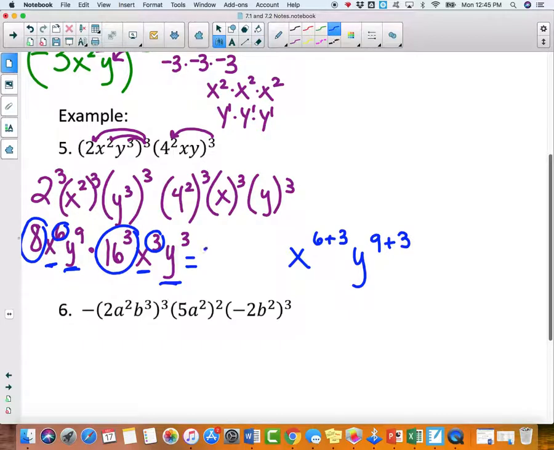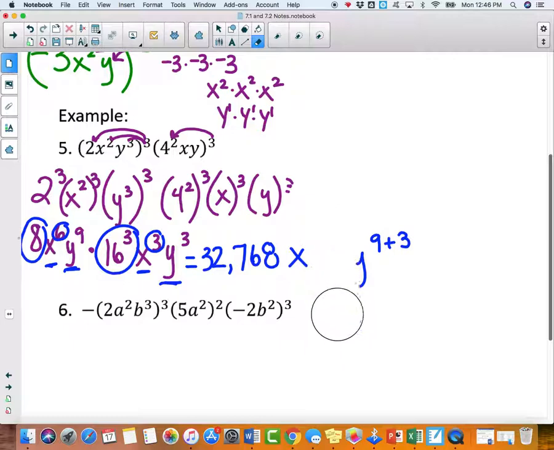So I have 32,768 x to the 9th, y to the 12th.